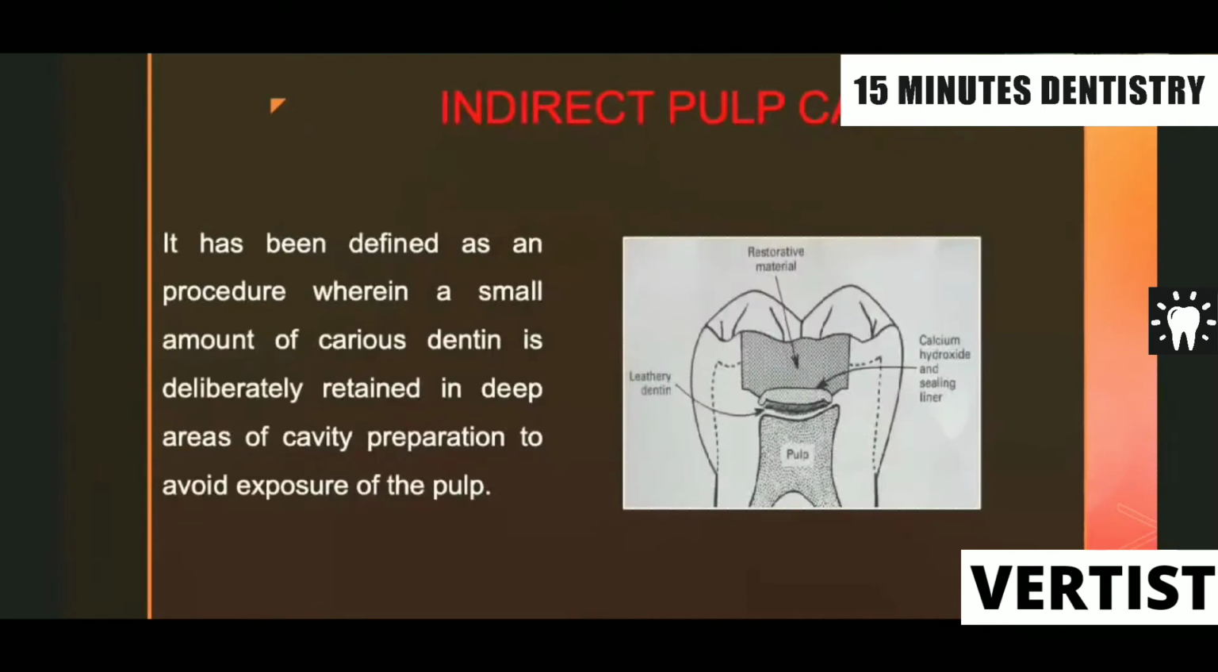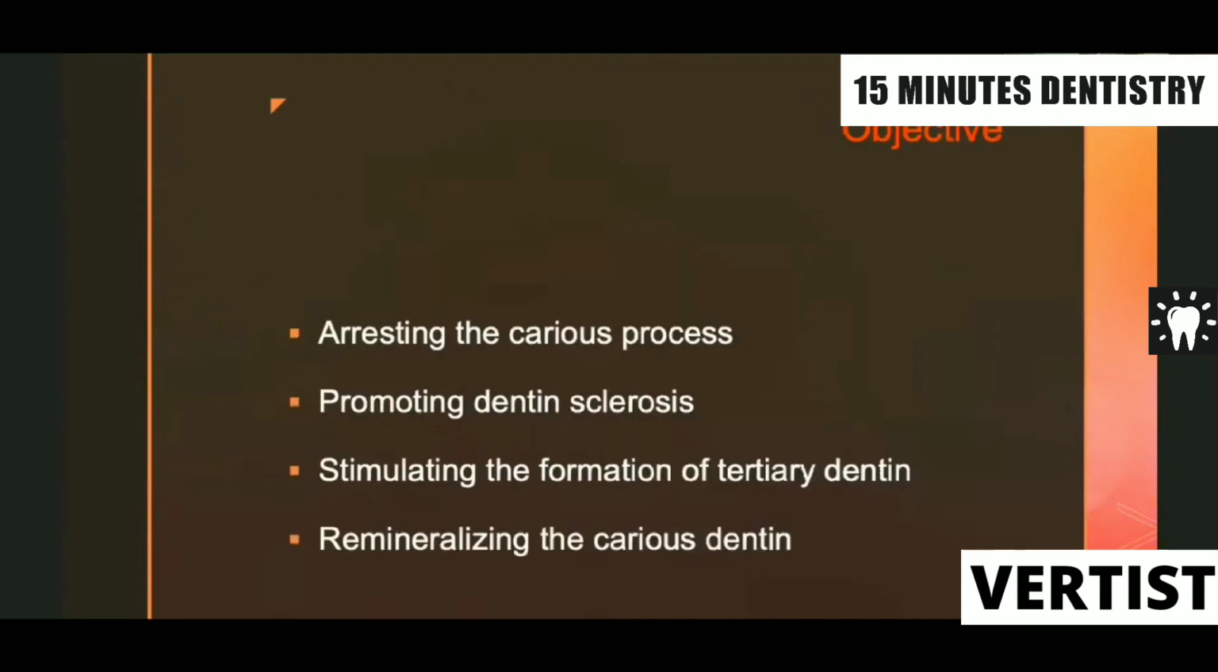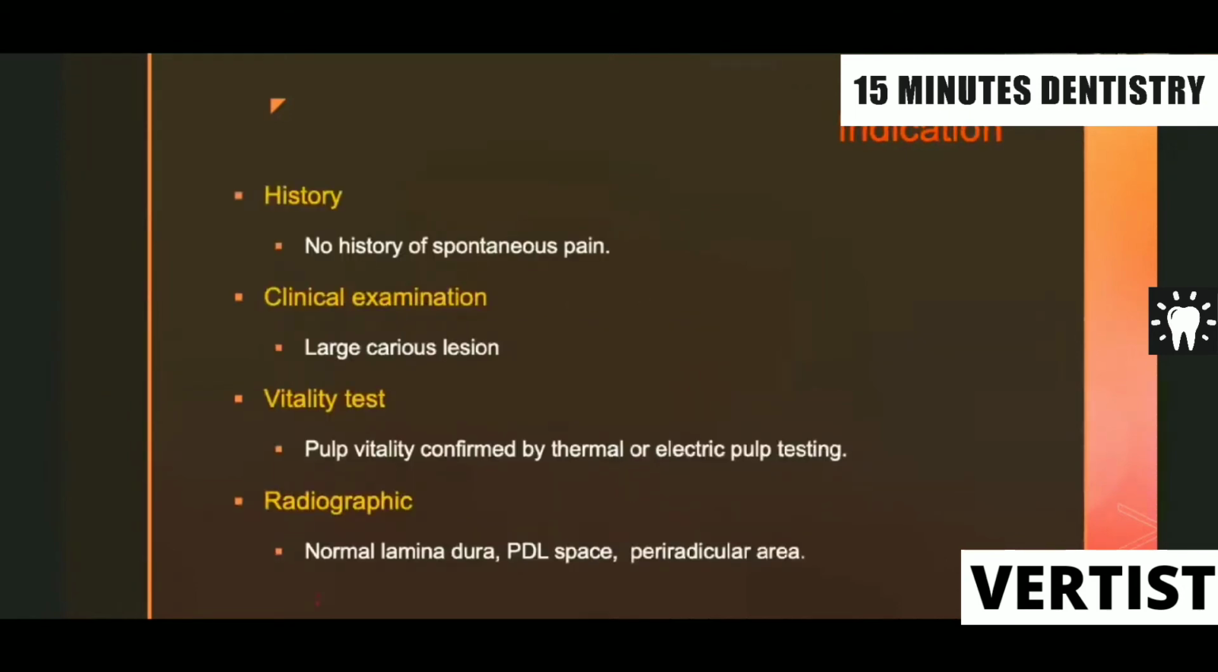It is defined as a procedure wherein a small amount of caries dentine is deliberately retained in deep caries areas of cavity preparation to avoid exposure of the pulp. So you never expose the pulp in indirect pulp capping. And then you place a medicament so as to permit healing. So it arrests the carious process, it promotes dentinal sclerosis, it stimulates the formation of tertiary dentine, and it remineralizes the caries.